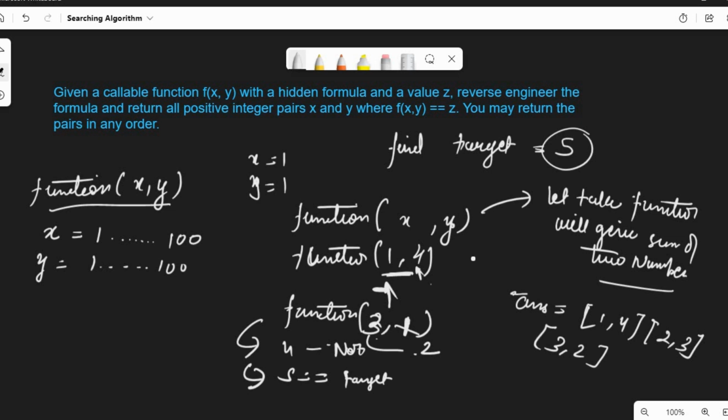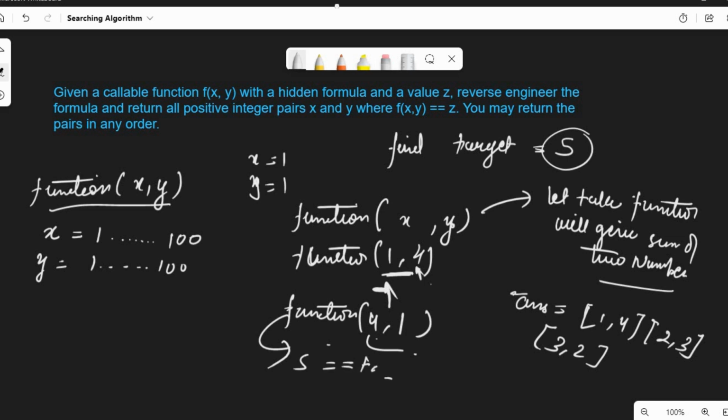Okay, now increase the x, and make y equal to 1. x now becomes 4 and y is equal to 1. This will give 5, which is equal to target. So we got another pair, that is 4, 1. This is for we got the 4 pairs.